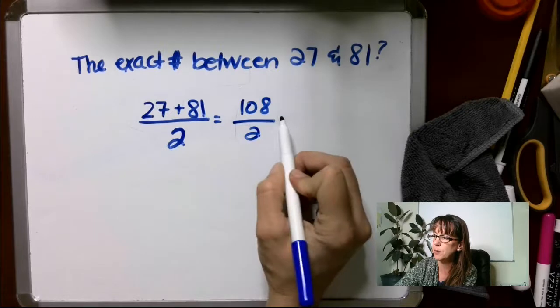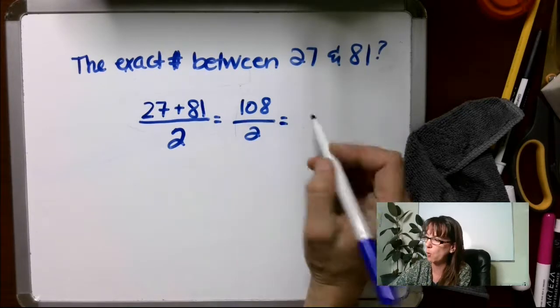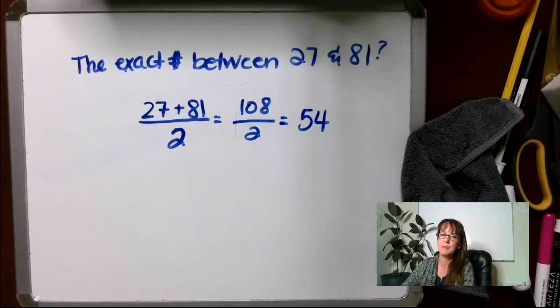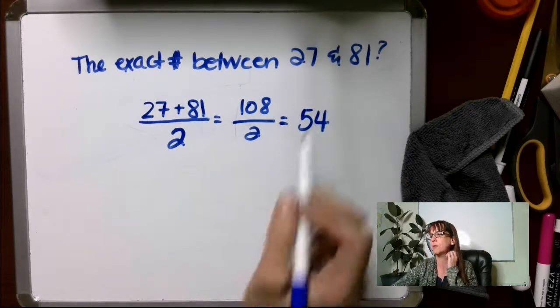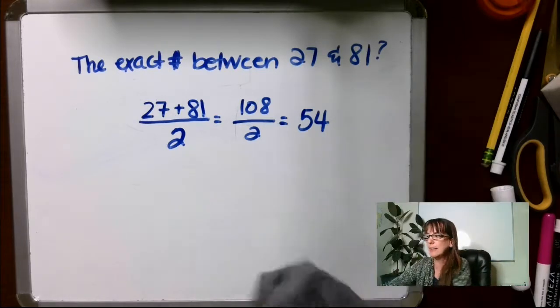Divide that by 2, and I get half of 100 is 50, and half of 8 is 4, so I would get 54. 54 would be halfway between 27 and 81. And that saves you the time of having to draw out a number line and count in between, or anything like that. So it's a helpful way to find the numbers.